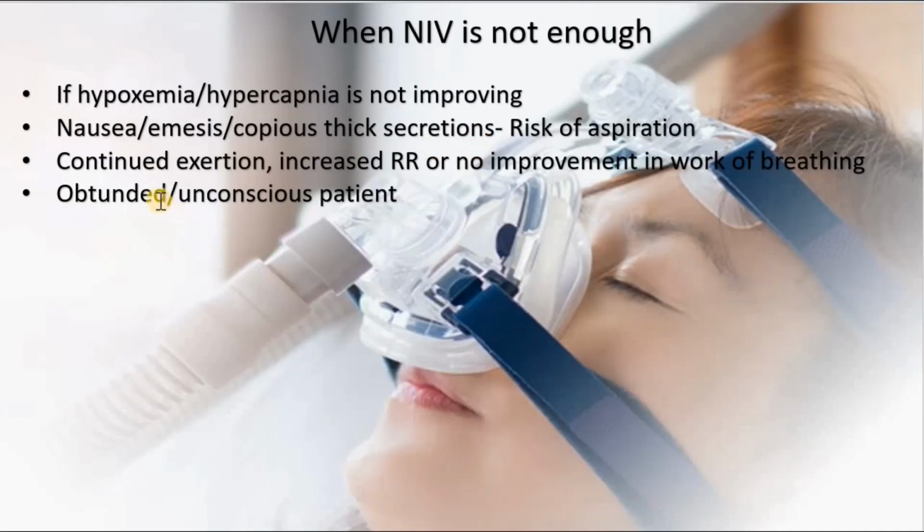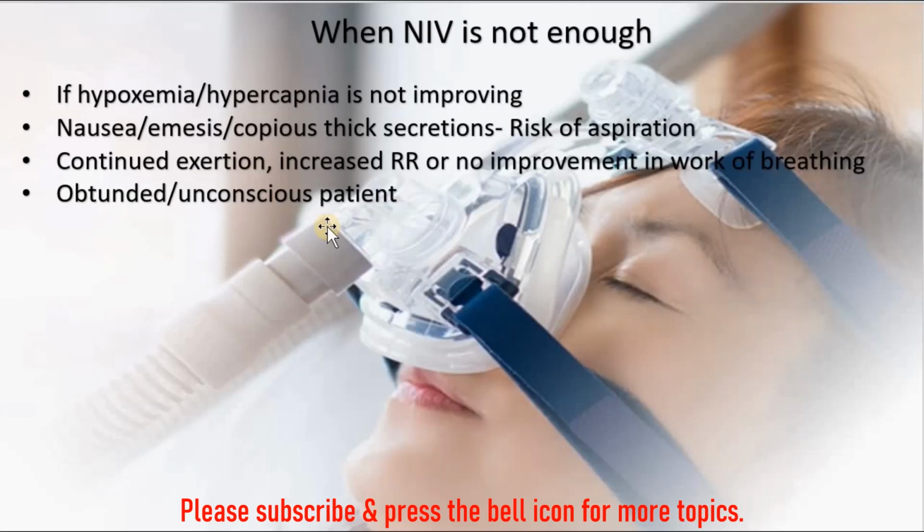Another contraindication or key point you have to monitor is continued exertion, increased respiratory rate, or no improvement in work of breathing. Patients are placed on BiPAP and you still see the patient having shortness of breath, tachypneic, using accessory muscles, abdominal muscles, and if there is no improvement after placing on BiPAP, the patient needs invasive ventilation. The last indication is an obtunded or unconscious patient. These patients cannot keep the airway open. They can have an obstructed airway. As a result, invasive ventilation is an indication.